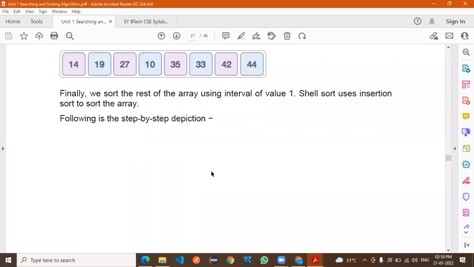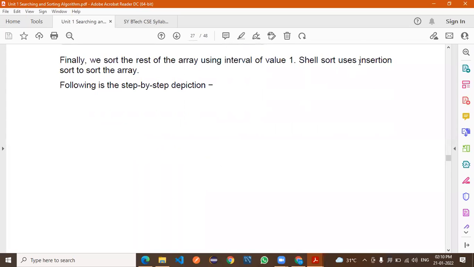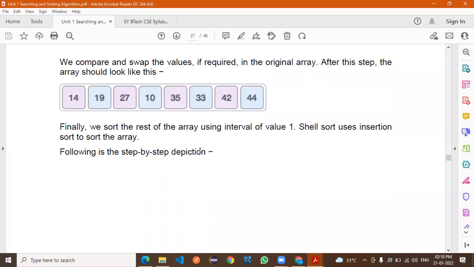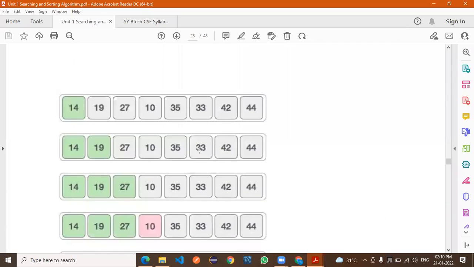Insertion, not linear, insertion. So shell sort uses the insertion sort to sort the array. So first we have used this step, right? After that, we are applying the insertion sort.